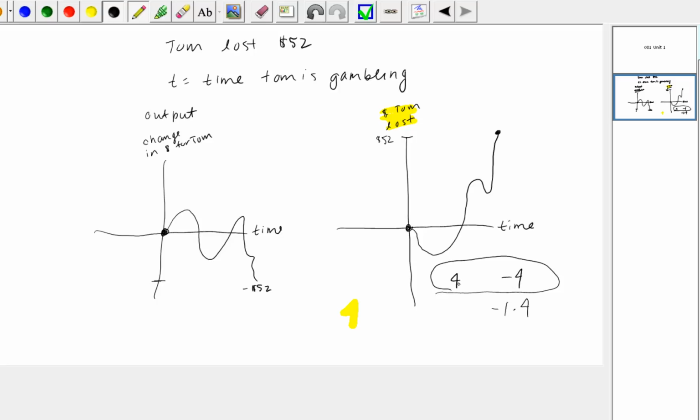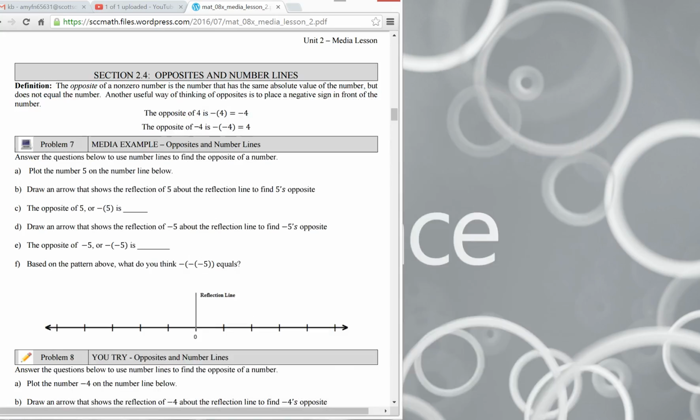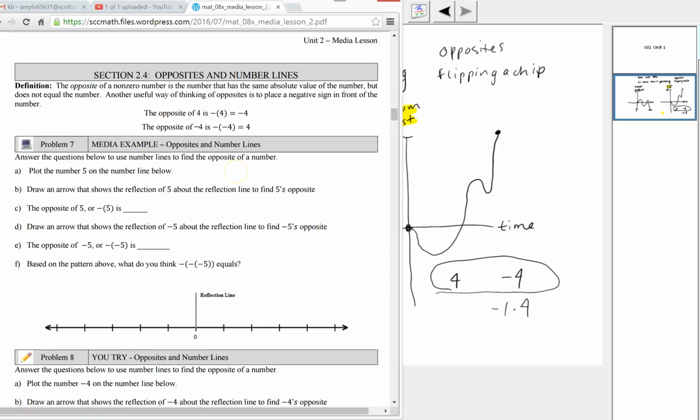In terms of chips, which we'll see later, we'll want to think of opposites as flipping a chip. You'll see more of what I mean about that later. And then with number lines, the reflection. Notice some of these questions are going to focus on 0 and again reflecting. And then also, based on the pattern above, what do you think the opposite of -5 is?